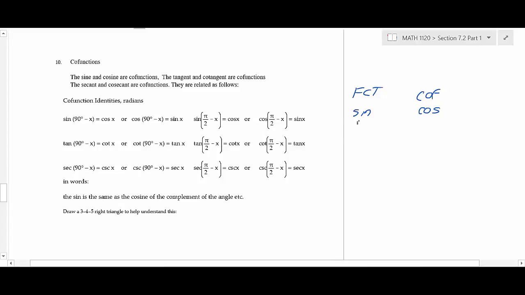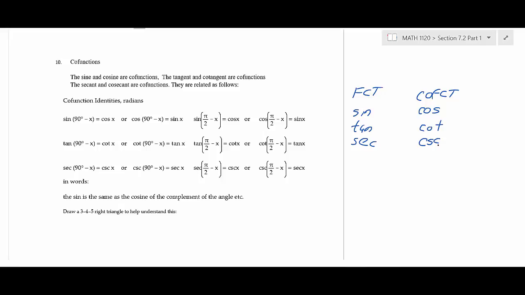Another one would be the tangent. And this is supposed to say cofunction, so you don't have to memorize it because it's already telling you what it is. It's cotangent. The other one you have is secant, so its cofunction is the cosecant. So you have sine, cosine, tangent, cotangent, secant, cosecant. You need to know which trig functions are cofunctions and what it means. The next thing we're going to do is I'm going to show you what a cofunction is.